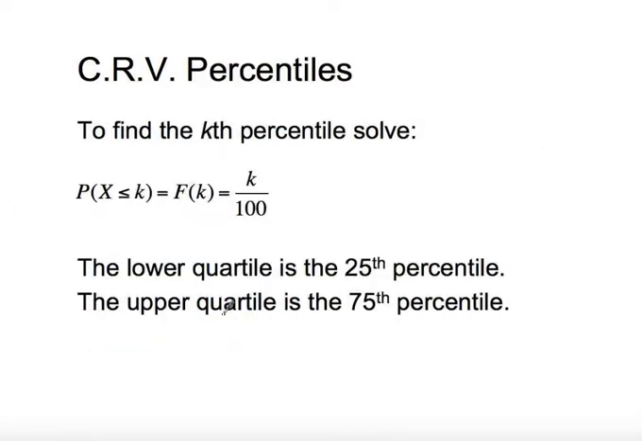We can also use a similar idea to find the kth percentile. So if we want to find a 10th percentile, a 35th percentile, or particular percentiles like the lower quartile and the upper quartile, which are the 25th and 75th percentile, it's a similar idea to the median. Remember that the median is the 50th percentile. So what we were saying for the median was F of m is equal to 0.5, which of course, if the median is the 50th percentile, is 50 over 100. So this is the same idea. It's just that the median is a very specific value, just like the lower quartile and the upper quartile.